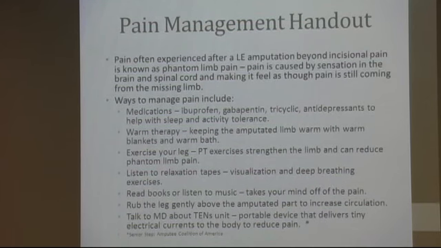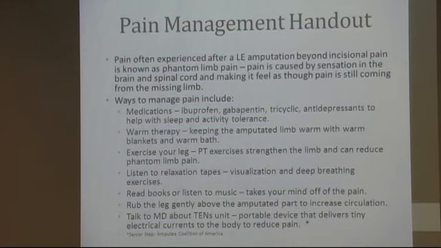It's caused by a sensation in the brain and spinal cord that makes it feel as though pain is coming from the missing limb. Ways to manage pain include medications, which you would want to discuss with your doctor: ibuprofen, gabapentin, tricyclics. Warmth therapy: keeping the amputated limb warm with warm blankets and a warm bath, and obviously the warm bath would be after the stump heals.